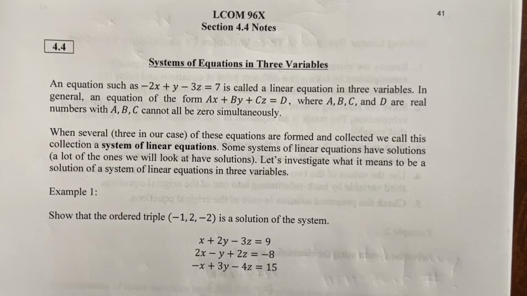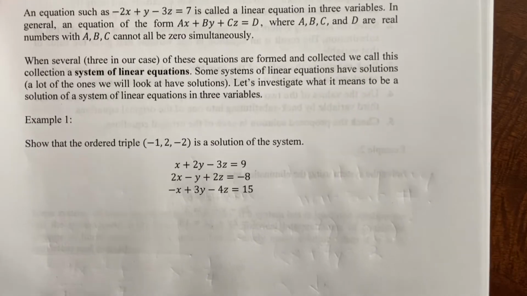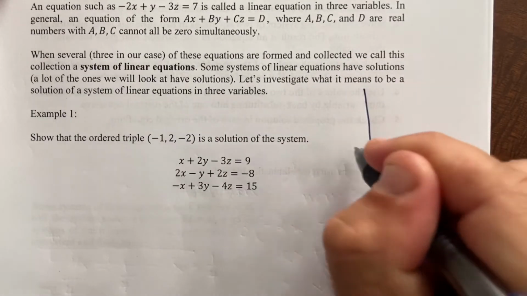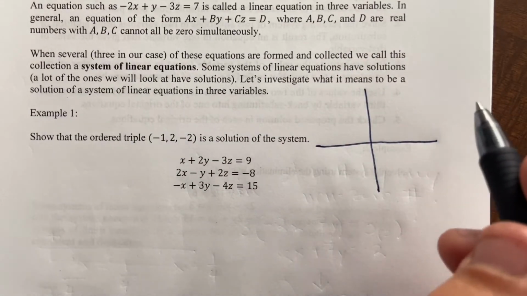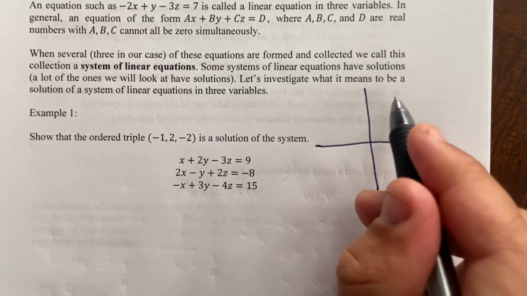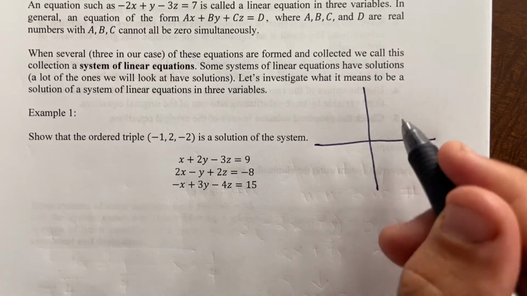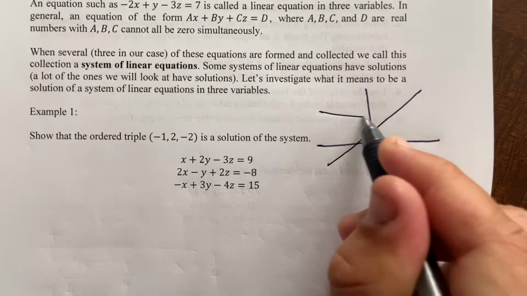Hello, in this video I'll be talking about 4.4, systems of equations in 3 variables. We recently saw systems of equations in 2 variables, x and y, and that puts us in a 2-dimensional zone. When we're graphing stuff like that, we end up in this 2D world. We have a line going here, a line going there.